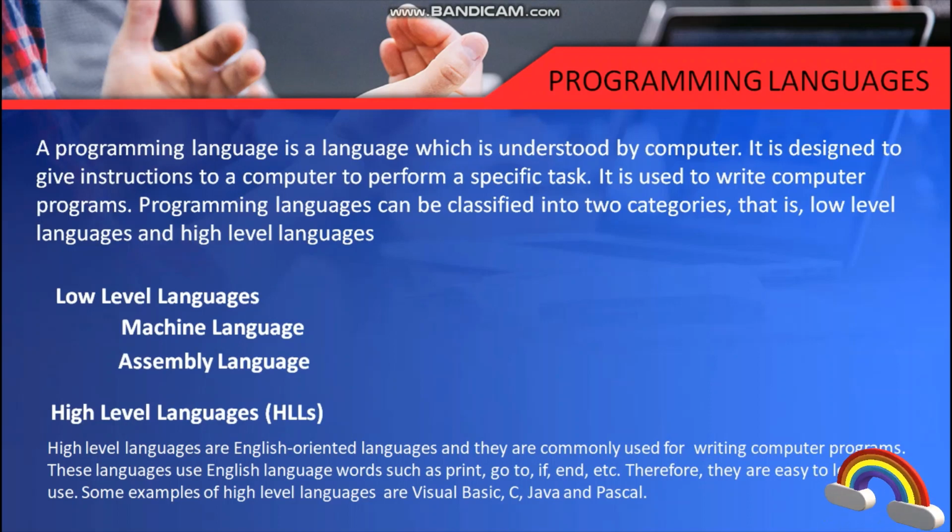Low means bad, difficult. Similarly, the languages that are difficult to understand for humans are called low-level, and the languages that are easy to understand by humans are called high-level languages. There are two further types of low-level languages, which we will discuss in detail: one is machine language and the second is assembly language.